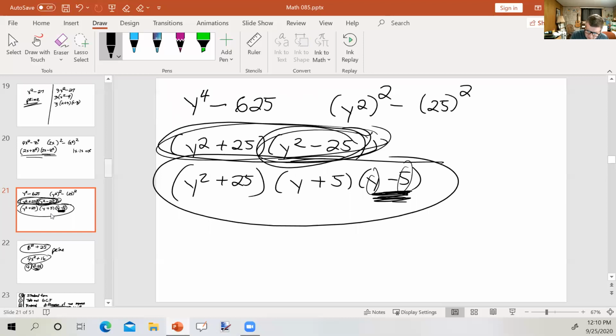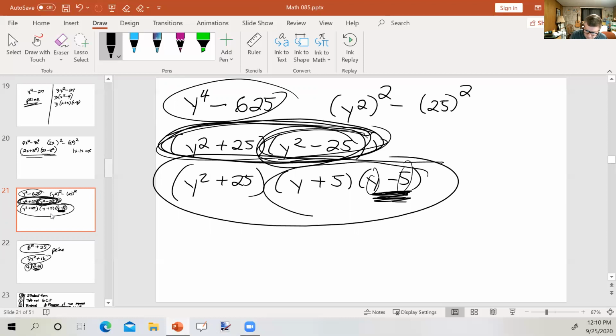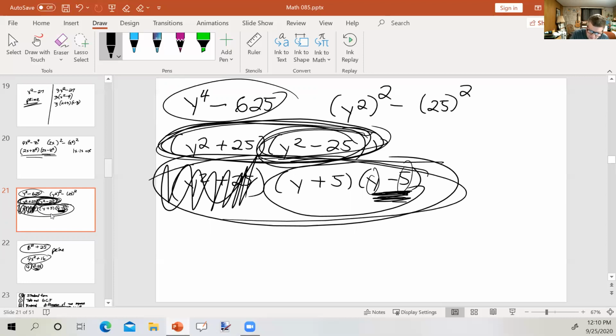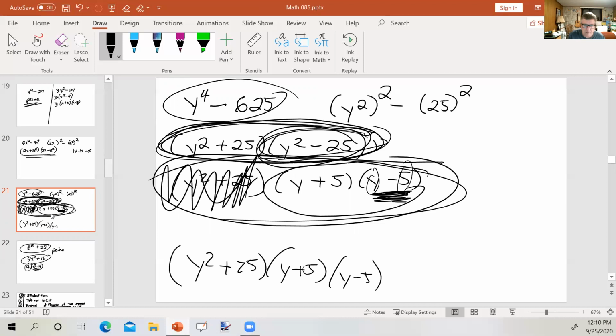For instance, if you did this problem and you got to here, and then you took this and factored it further, but you left that off, that wouldn't be complete. That wouldn't be correct. You want to have your whole answer, okay? The part that I scribbled out there, as well as the last stuff, okay?